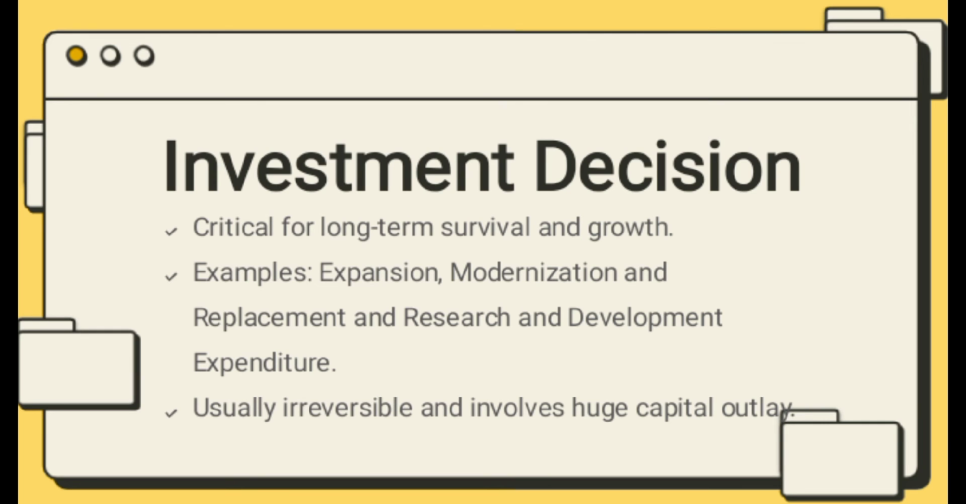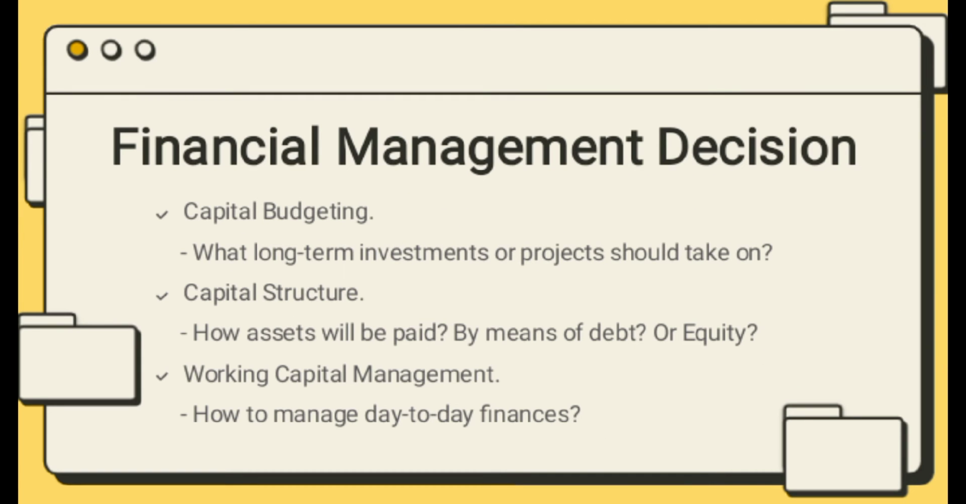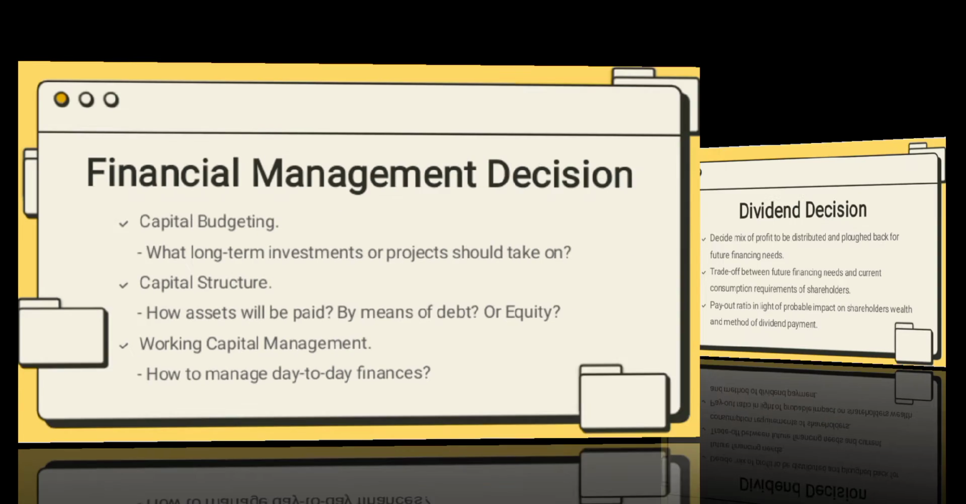This decision relates to the careful selection of assets in which funds will be invested by the firms. Financial management decision: the decisions that have to be taken with respect to the capital structure are known as financing decision or financial management decision.